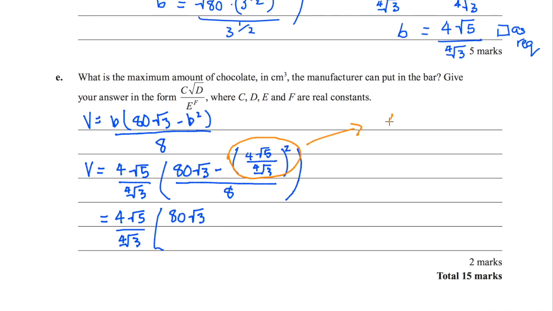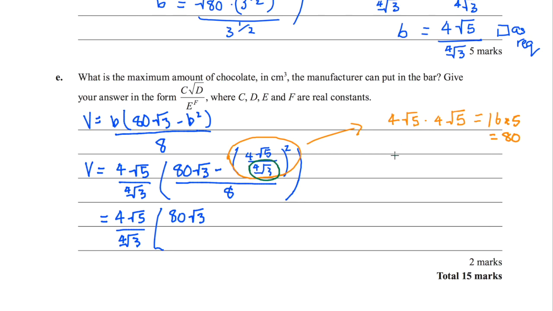We get 4 root 5. Let's do the numerator first, times 4 root 5. All right, that is equal to 4 times 4 is 16. Root 5 times root 5 is 5, so it's 16 times 5. 16 times 5 equals 80. All right, so we get 80 in the numerator. What about the denominator?